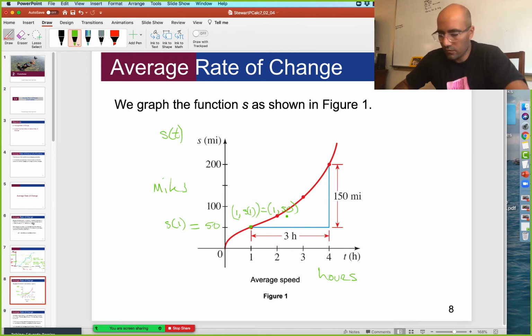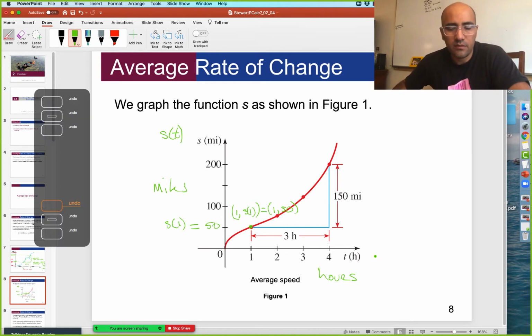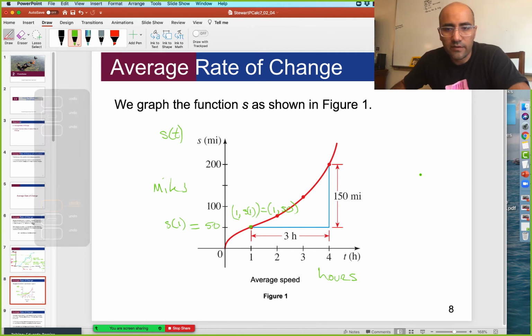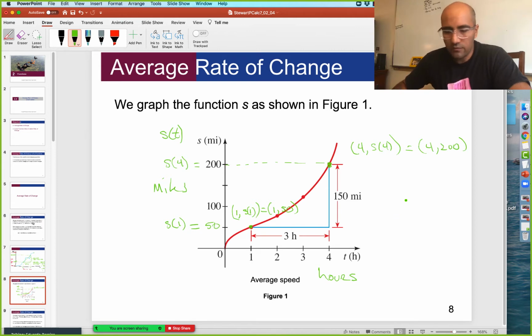Right, so those all mean the same thing, but it's getting kind of messy in here, but that's fine. Up here, this point would be t equals 4, which means it would be the ordered pair 4 comma s of 4, where s of 4 is 200. So this would be equal to 4 comma 200. Okay, so you get a sense of all that.